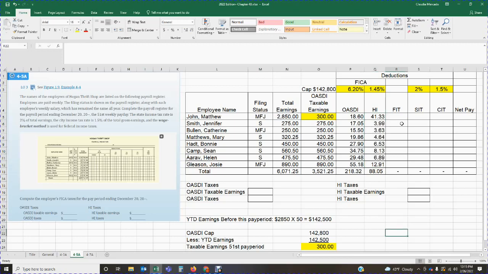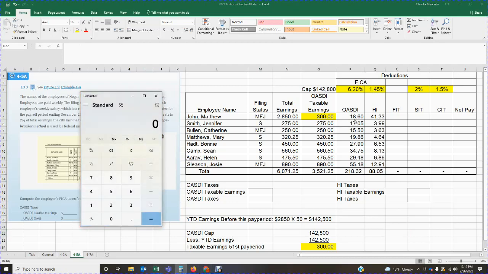And then that will give me all of my HI rates, okay? So I'm going to show you an example if we were to do this manually. Let's do Josie again. Josie made $890. I'm going to multiply by 1.45%, and that gives me 12.905. If you see here, we need to round that 12.905 to 12.91.